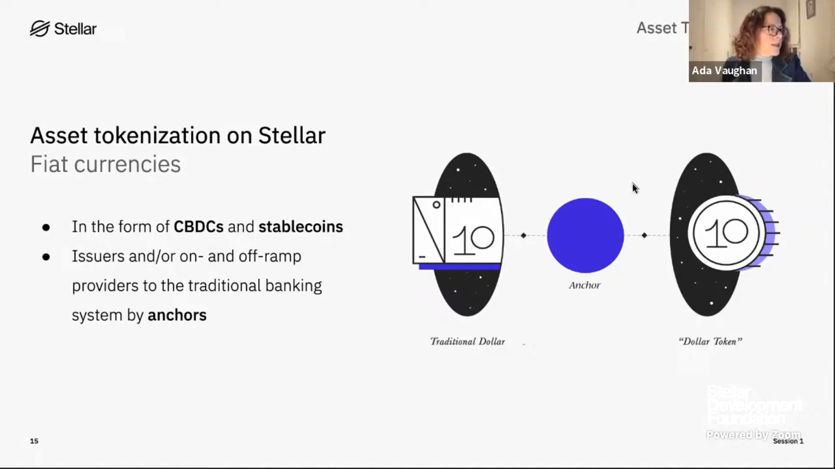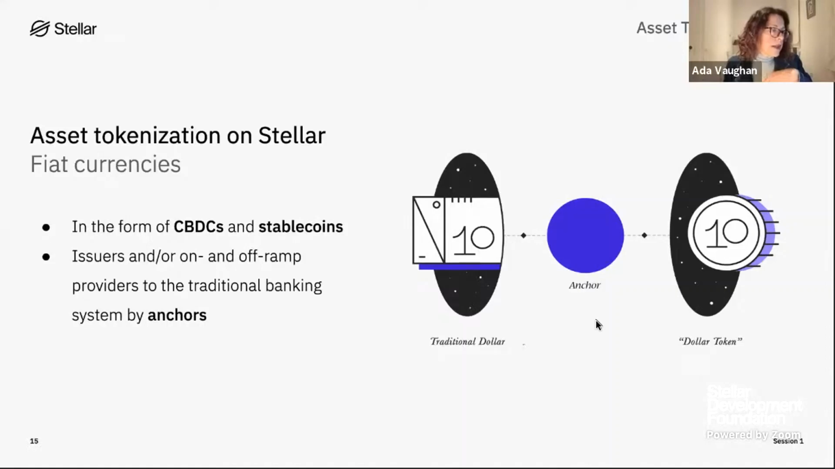I should probably mention anchors before I get any further. So CBDCs and stablecoins, as I said, are representations of regular money. So when you have a regular dollar, you give it to an asset issuer and they give you a token. And those issuers, in the Stellar network, we call them anchors. And that is because they anchor the fiat value to the token. And so they're a very important part of the system of onboarding value and offboarding value to the Stellar network. And you'll hear more about anchors in just a minute.